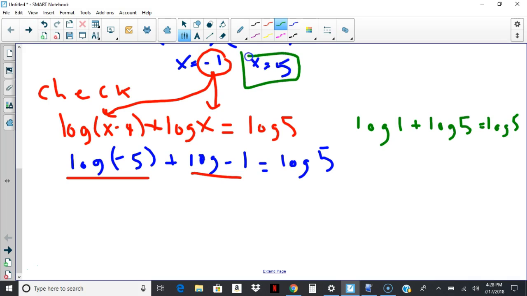Where you could check it, we could put this together and we'd have log of 1 times 5. So log of 5 is equal to log of 5. So that does check. So our answer is that x is equal to 5. So it's really important with this type to check your answer. Okay, I hope that helped a little, relieved some confusion.